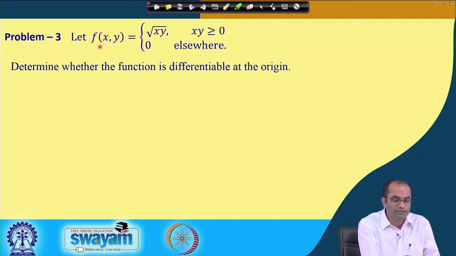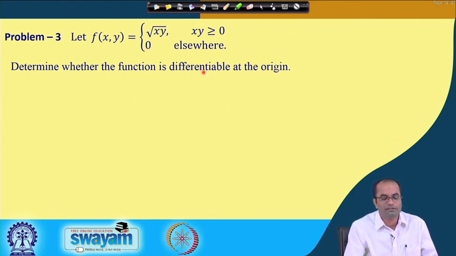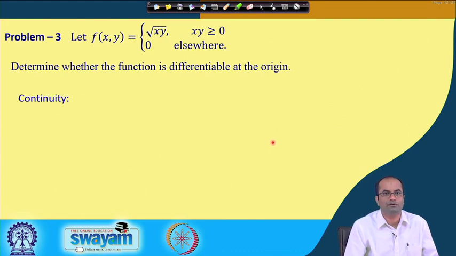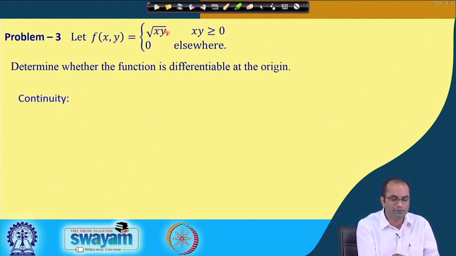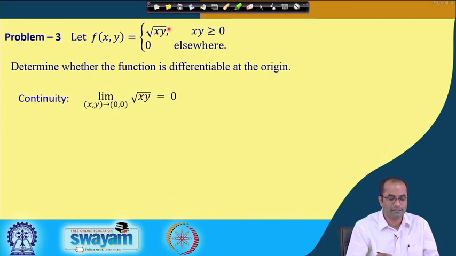Another problem here: we take f(x, y) equal to the square root of xy when this product xy is greater than or equal to 0, otherwise there will be a problem in the definition, and 0 elsewhere. We will determine whether the function is differentiable at the origin or not. The continuity of this function is again simple, because when (x, y) goes to (0, 0) from any direction, this will go to 0 and the function is also defined as 0 at the origin.